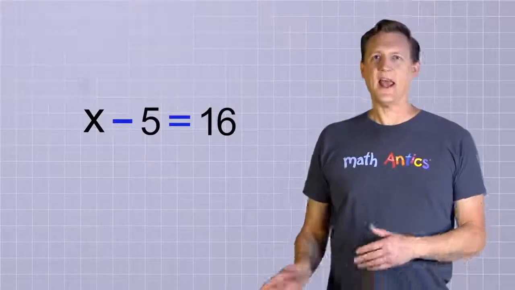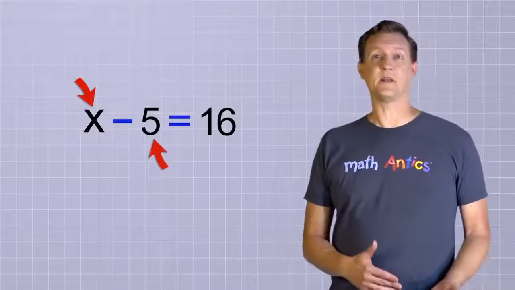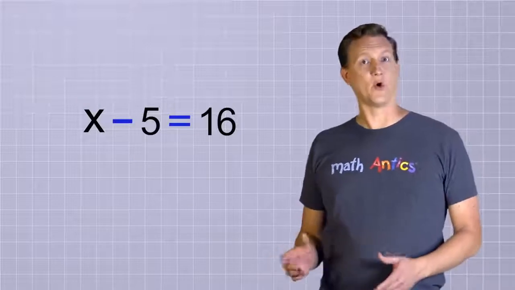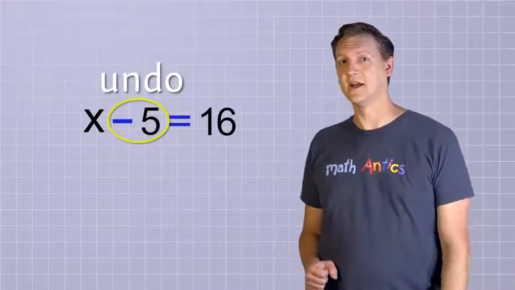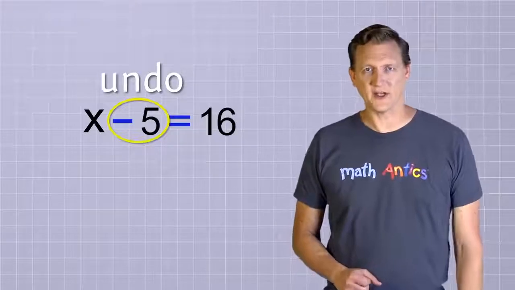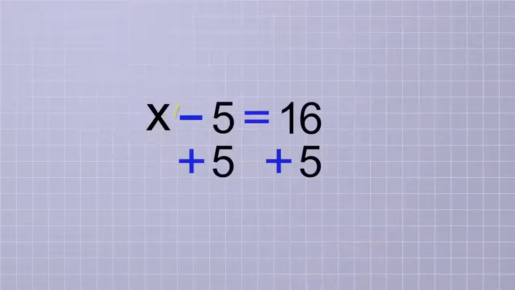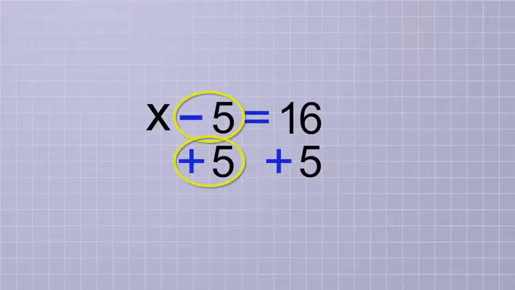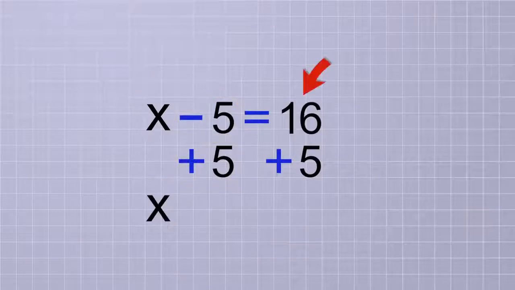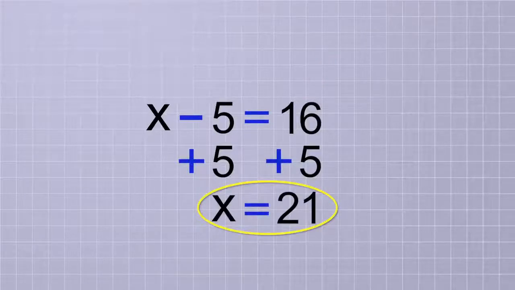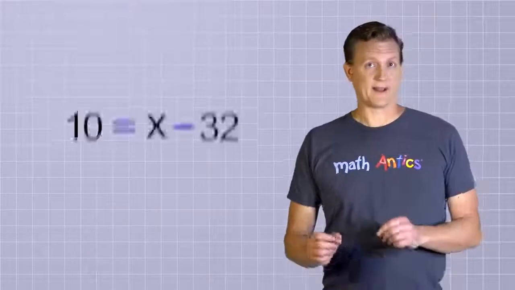In this case, x is not by itself because 5 is being subtracted or taken away from it. Any ideas about how we could get rid of or undo that minus 5? Yep, to undo that subtraction, this time we need to add 5 to both sides of the equation. The minus 5 and the plus 5 cancel each other out and leave x all by itself on this side. And on the other side, we have 16 plus 5, which is 21. So in this equation, x equals 21. Let's try another example like that.